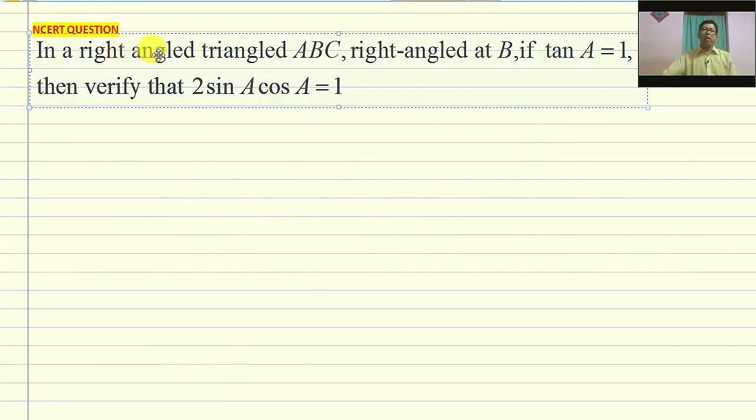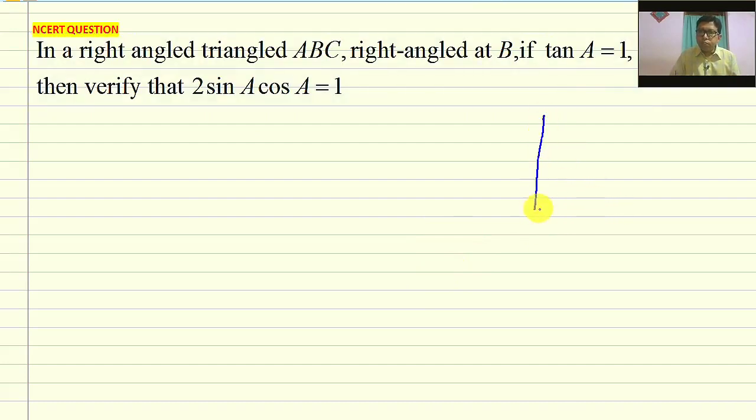In a triangle ABC right angled at B, if tan A is equal to 1, then verify that 2 sin A cos A is equal to 1. So let's first draw the figure. When I draw a right angle triangle, it becomes slightly bent because this is a digital pen. So I have to practice more using this digital pen. Right angle at B, this is B, suppose this is A and this point is C, triangle ABC. And what is given? Tan A is equal to 1, tangent of angle A is equal to 1.